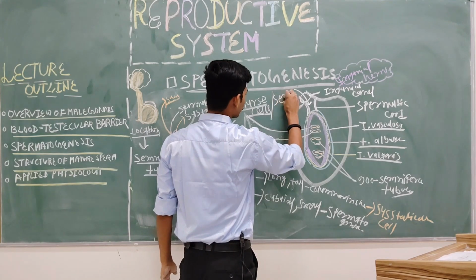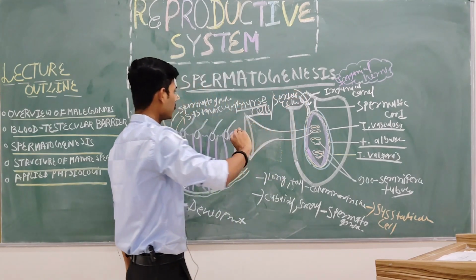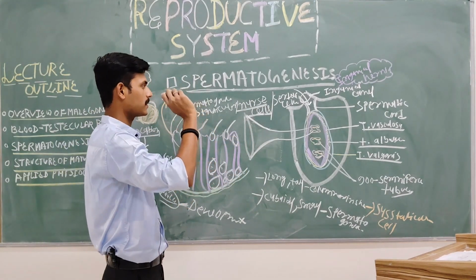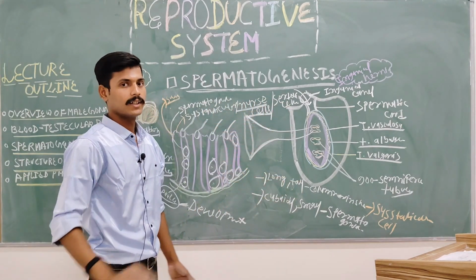Now, these sustentacular or nerve cells are also called the Sertoli cell. So in the MCQ, if they ask about the sustentacular cell, nerve cell, or Sertoli cell, their meanings are all the same.